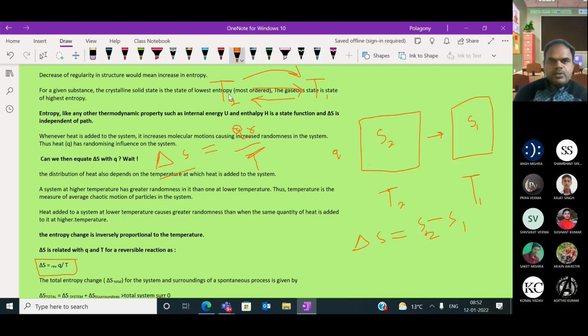That means at higher temperature, entropy is maximum, at lower temperature, entropy is minimum. The total change of the entropy is equal to the heat under reversible condition upon temperature. That means entropy change is inversely proportional to the temperature. So that is the equation I want to add here.